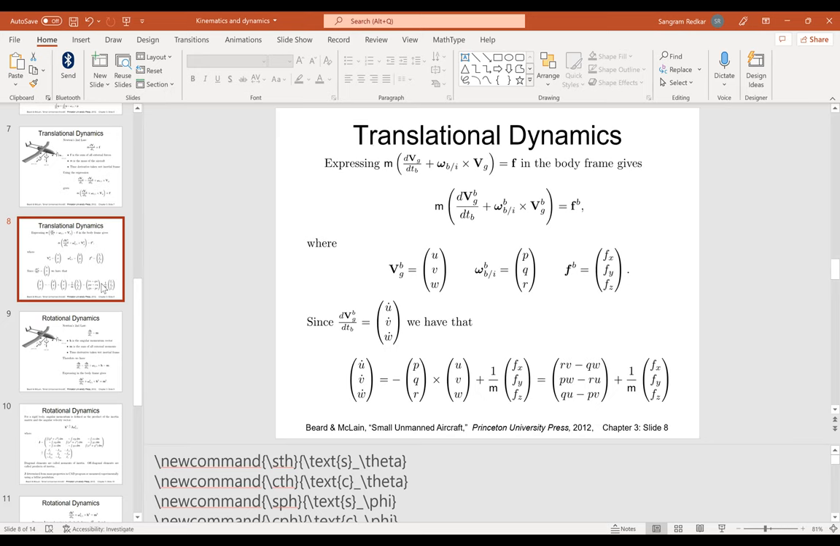Now, what is VG? VG is u, v, w, where u is in I, v is in J, and w is in K. What is p, q, r? It is p in I, q in J, and r in K. So what you have is p, q, r crossed with u, v, w. For that, you have to use the circle of vectors. If you don't like the circle of vectors, you can use the I, J, K, p, q, r, u, v, w determinant.